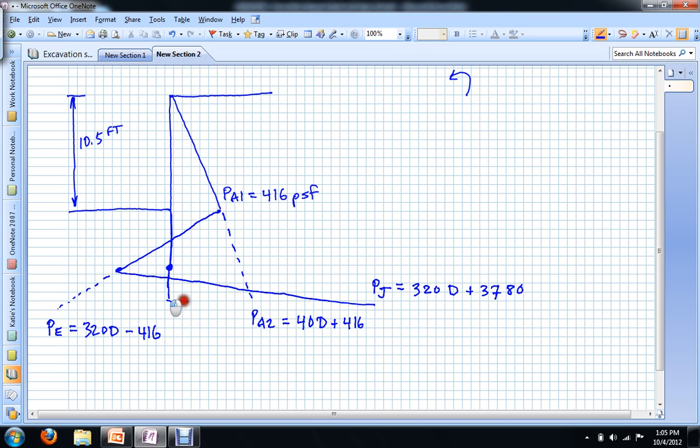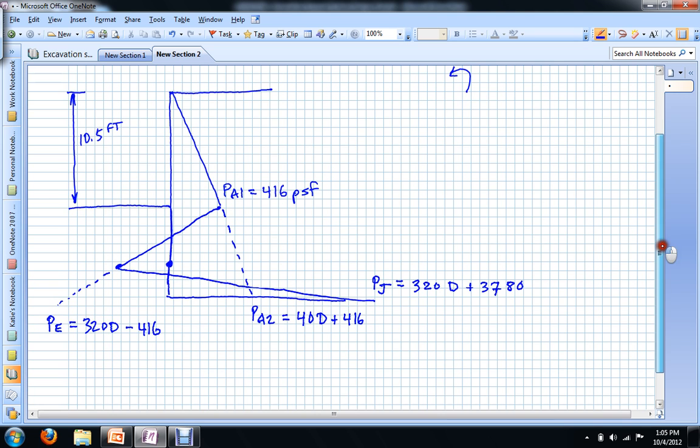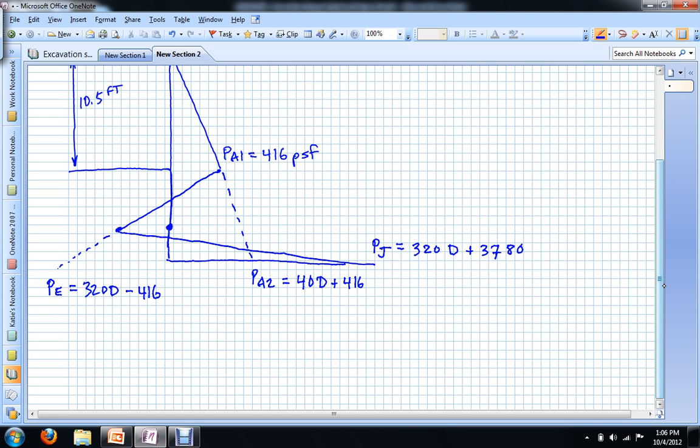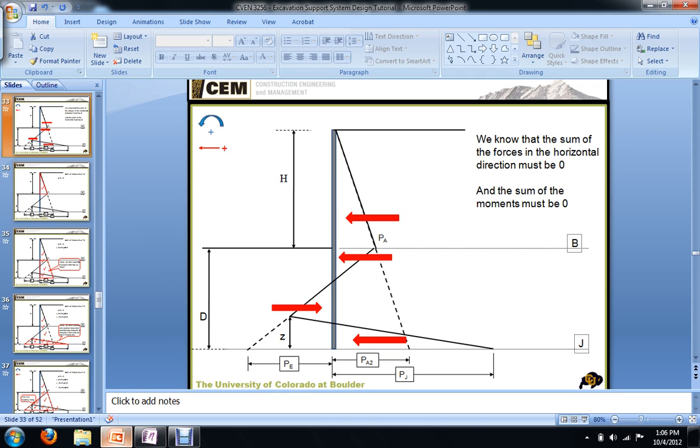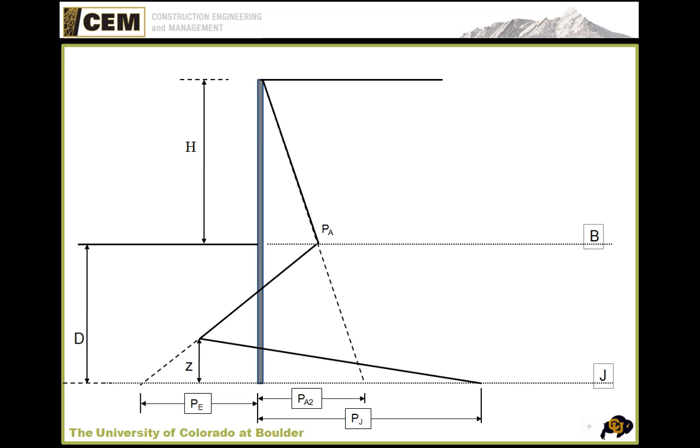Now, if I draw this clearly, you can see there's a triangle up here at the top. And so we have a bunch of geometric shapes that we can most likely deal with. Now I'm going to go back to the PowerPoint, and we're going to discuss how to deal with these different shapes and sum forces. So let's pop this back up.